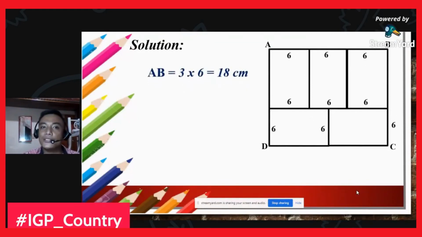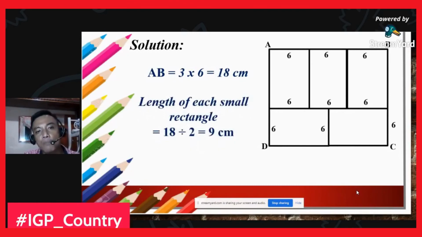AB is equal to 3 times 6, which is equal to 18 centimeters. Therefore, the length of AB is equal to 18 centimeters. That is the length of each small rectangle. We're going to divide it by 2. That is 18 divided by 2 is equal to 9. Therefore, the length of each rectangle is equal to 9. Now, are we now ready to compute the perimeter of the rectangle ABCD?